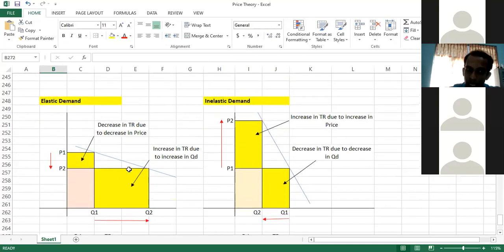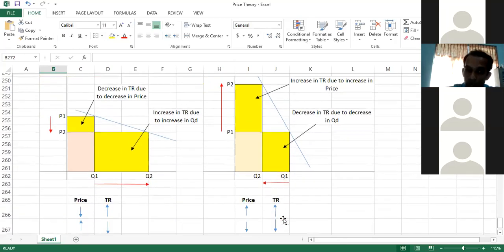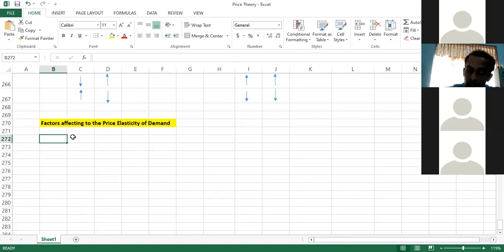Some products are there, when there is a small change in the price, there is a huge change in the quantity demanded. But some products are there, even if the price changes by a huge percentage, the quantity demanded changes only by a small percentage. Why? What are the main factors affecting this price elasticity of demand?